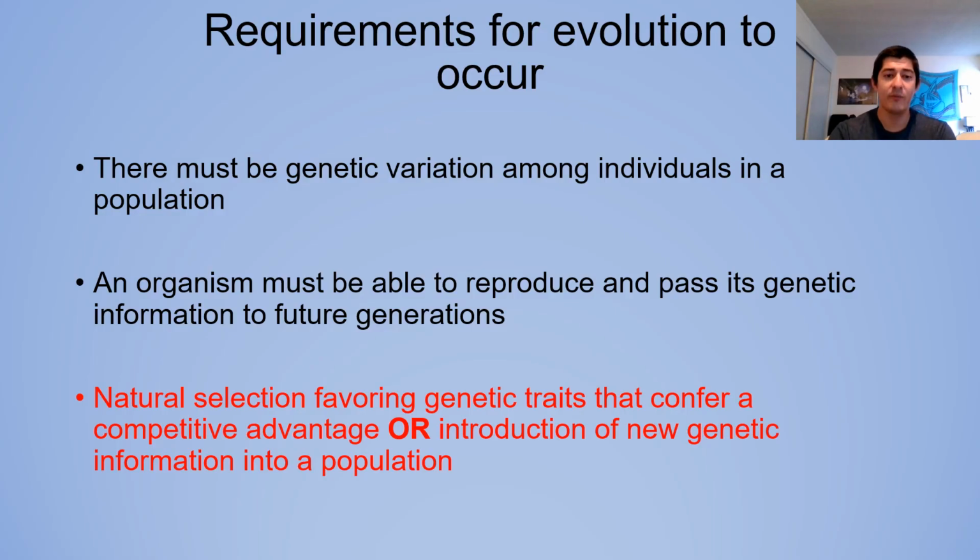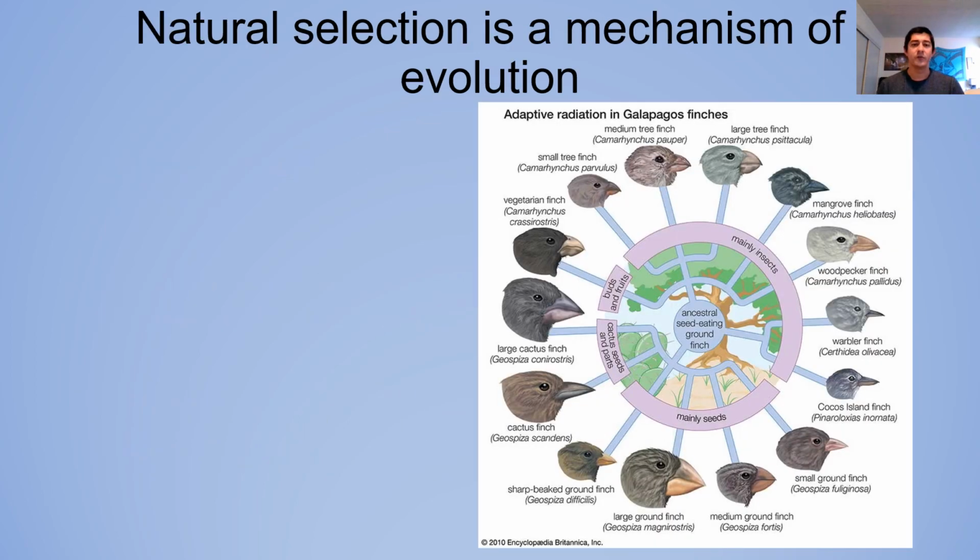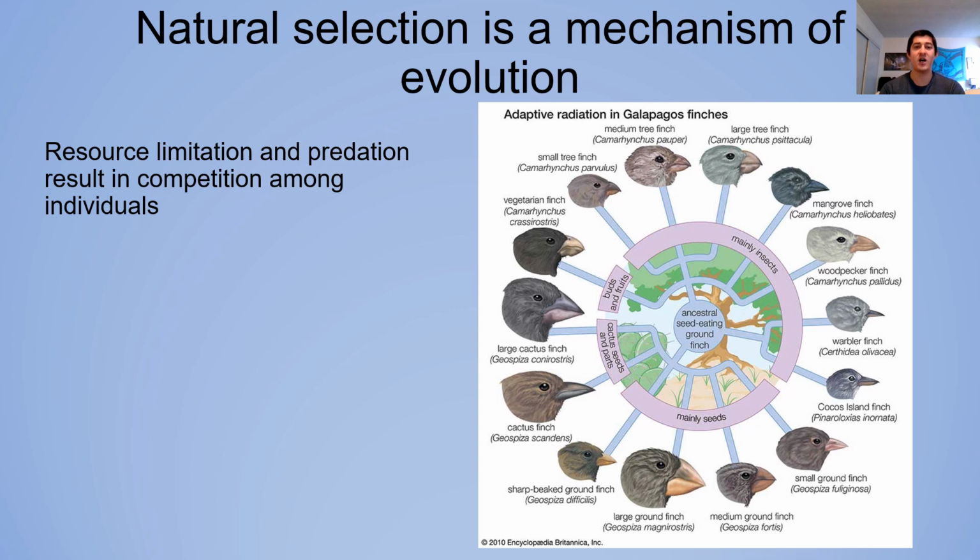And finally, we'll talk about our third point, natural selection favoring genetic traits that confer a competitive advantage. So natural selection is a mechanism for evolution. So it's a force that essentially drives individuals to change. And this is caused mostly by resource limitation or predation that creates competition among individuals.